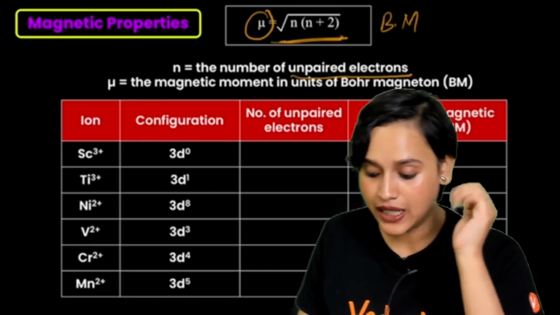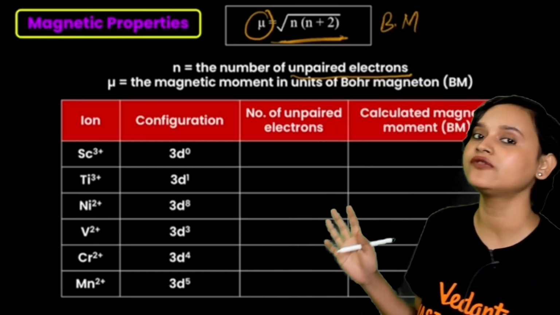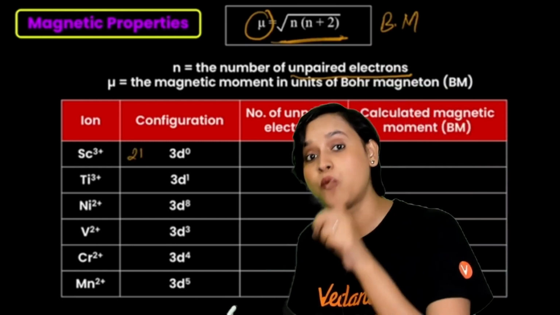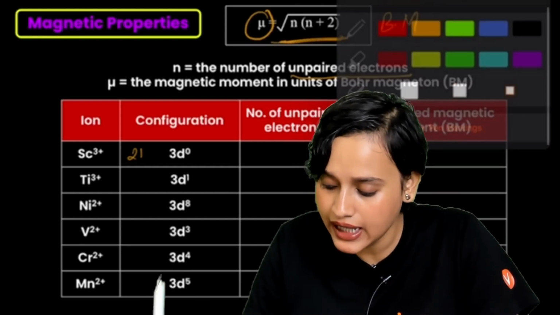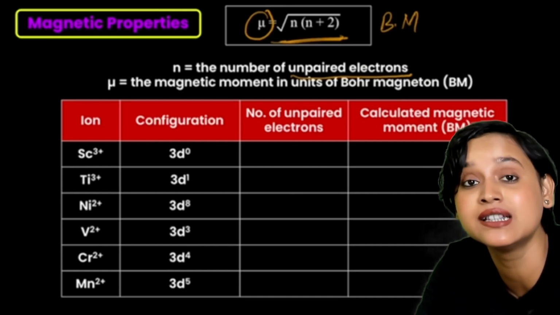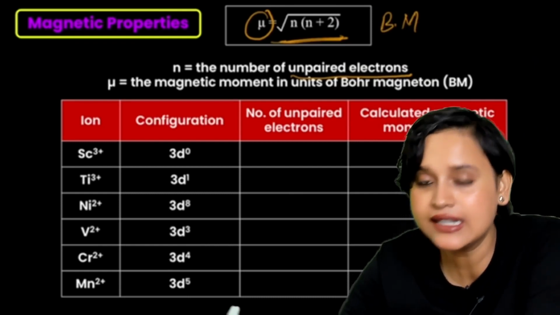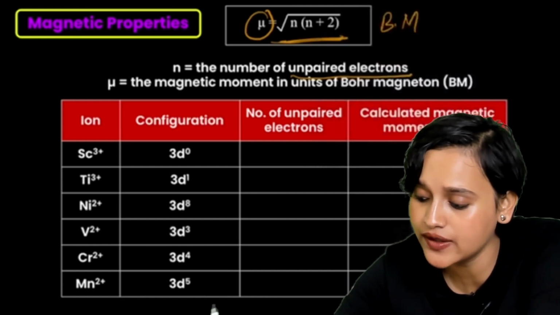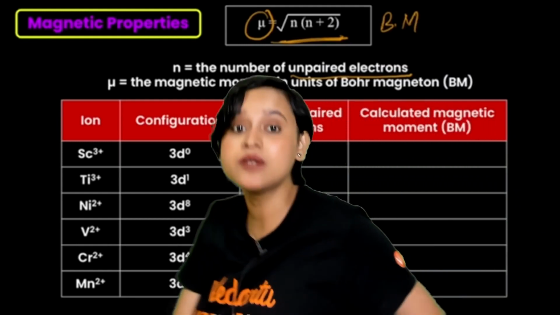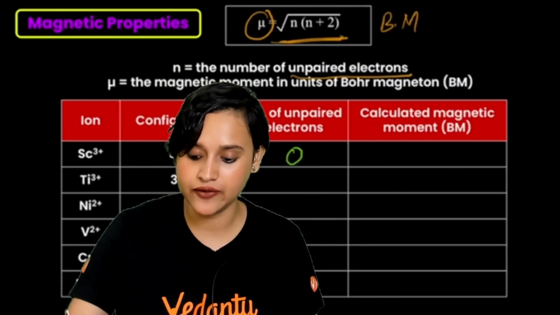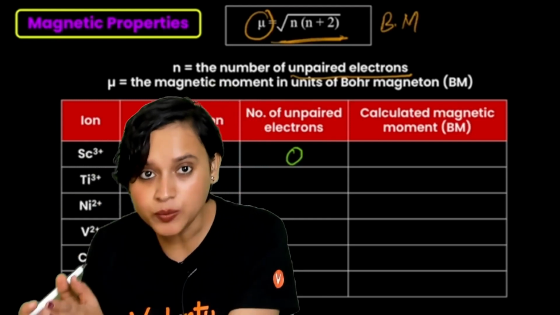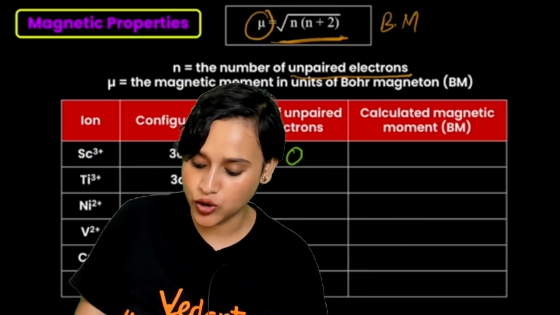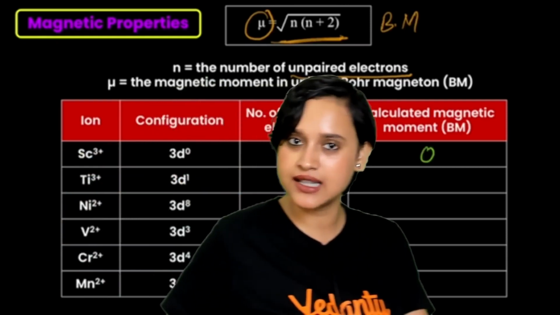Now, everybody, look at this. Sc3+. What is the atomic number of scandium? Atomic number of scandium is 21, right? That means it will be 3d1 4s2. Now scandium is in 3+ oxidation state, so it is 3d0 4s0, and the number of unpaired electrons is 0. If I put 0 here and 0 plus 2, that is 2 multiplied with 0 is 0, root over 0 is also 0. So the calculated Bohr magneton is 0. Make sense, everybody?